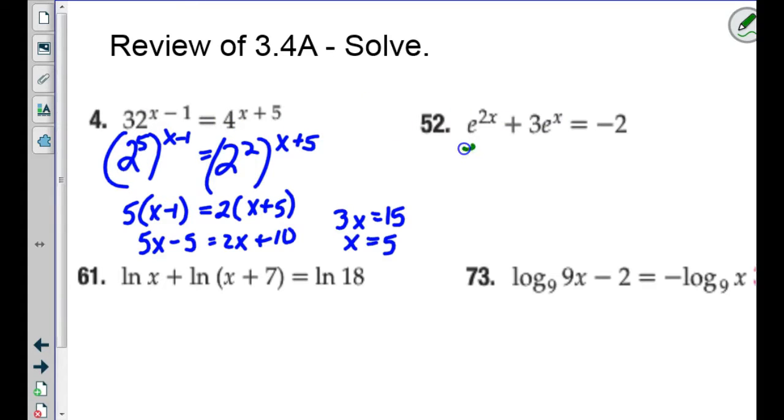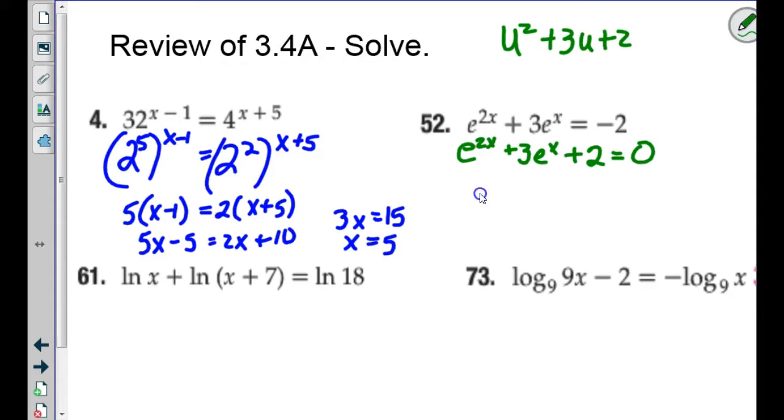All right, this one is everybody's least favorite. Does anybody remember what we did to this? Yeah, we have to factor. If e to the x is u, this is currently u squared plus 3u plus 2. So how would that factor? That's pretty straightforward, right? U plus 2, u plus 1. Everybody okay? So I'm going to write it as e to the x plus 1 and e to the x plus 2.